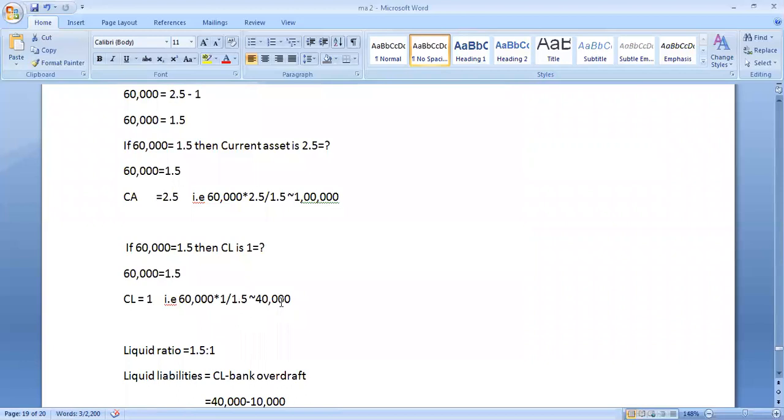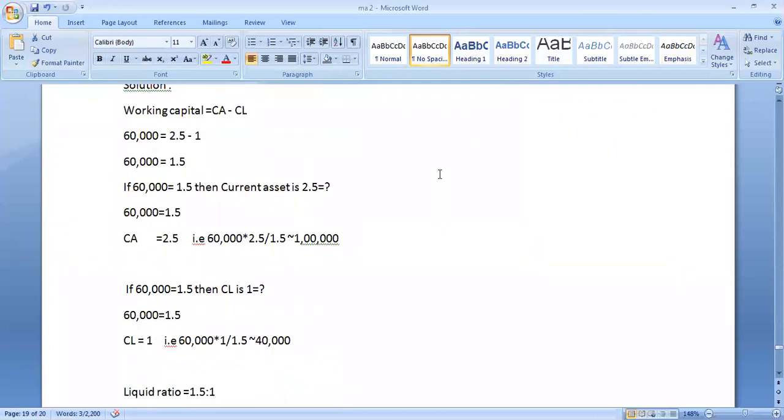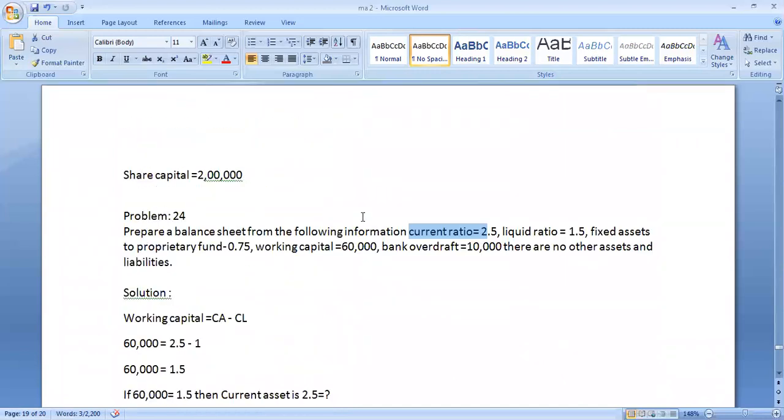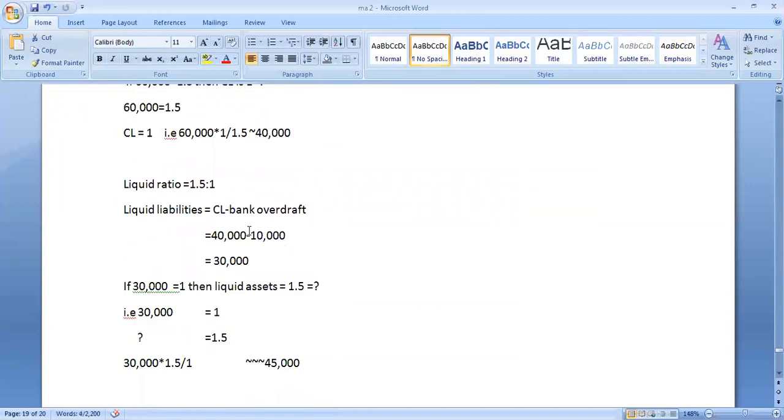See, out of the two pieces of information, working capital along with the current ratio, you have computed the current assets and the current liability. Clear? The two pieces of information are done, the working capital as well as the current ratio. Next, there is a liquid ratio of 1.5. Out of that information, calculate the liquid liability and the liquid assets.